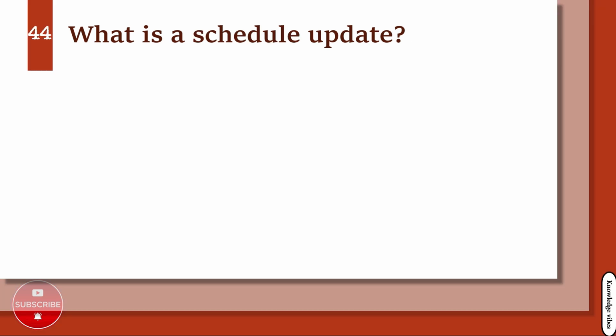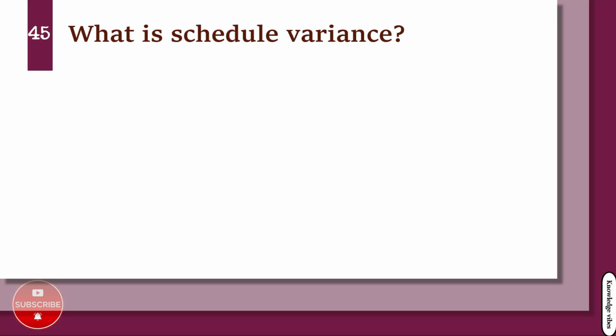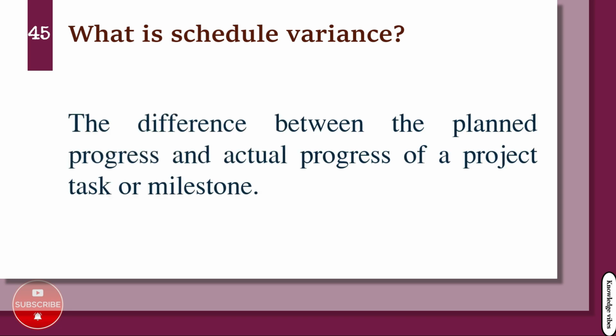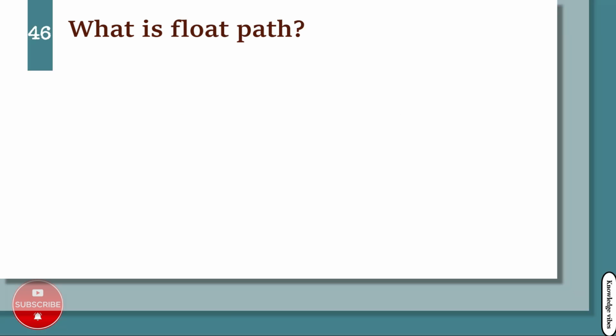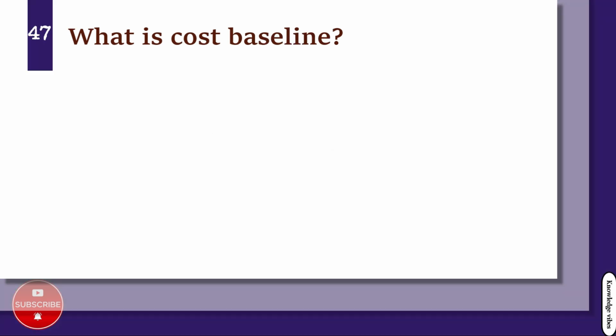What is a schedule update? A regular process of revising the project schedule to reflect actual progress and changes. What is schedule variance? The difference between the planned progress and actual progress of a project task or milestone. What is float path? A sequence of activities with the same float value, which may delay together without affecting project finish.